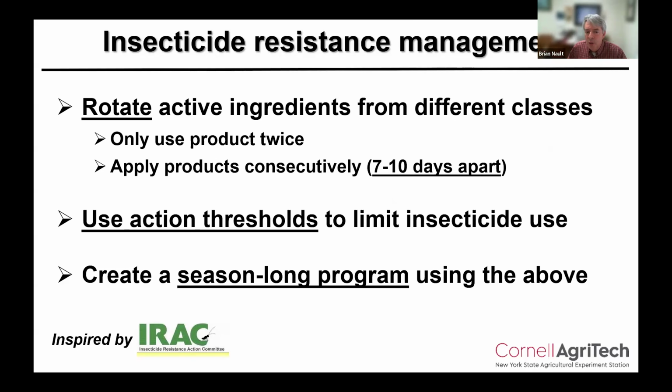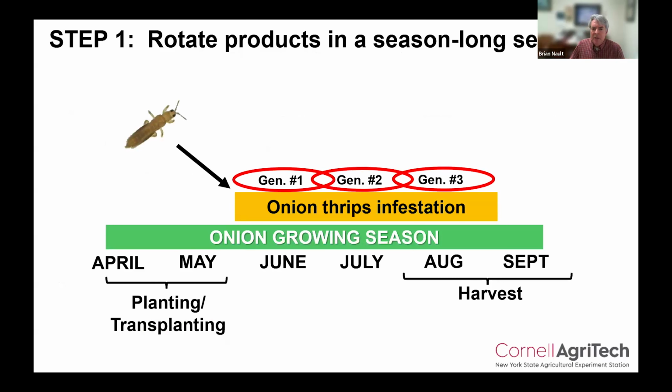And then next, use action thresholds. This will overall limit the number of insecticide applications that you may need to control an infestation. And then finally, combine these two to create a season-long program. And I'm going to talk a lot about that in a few minutes, of coming up with a season-long program of insecticides.